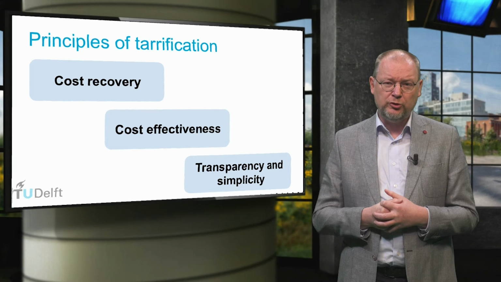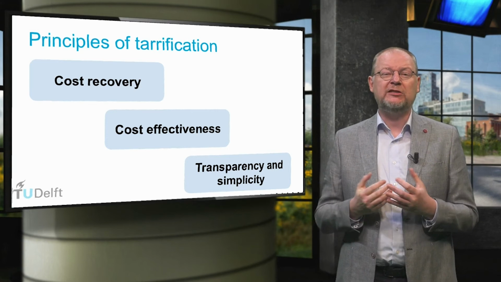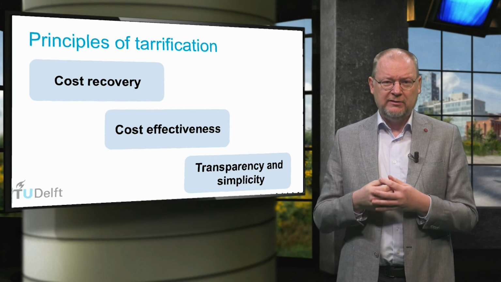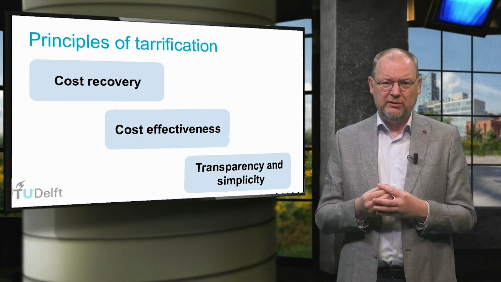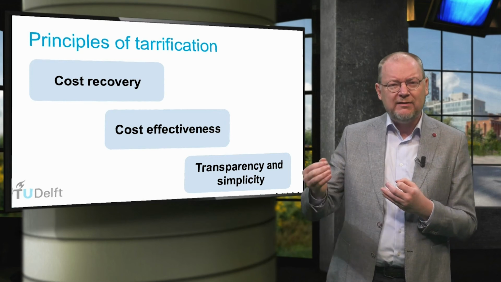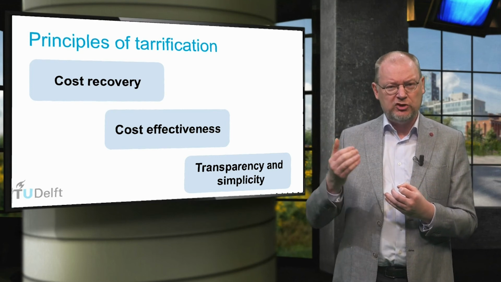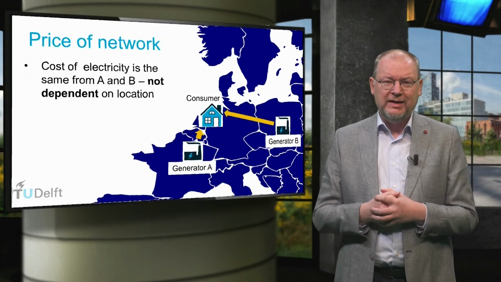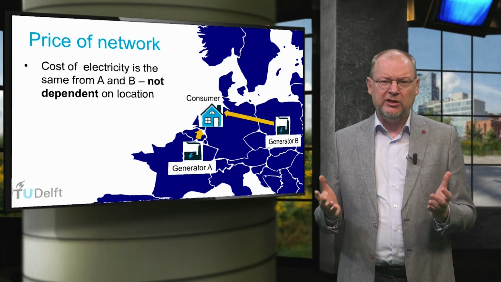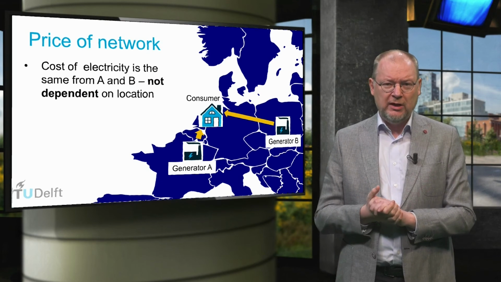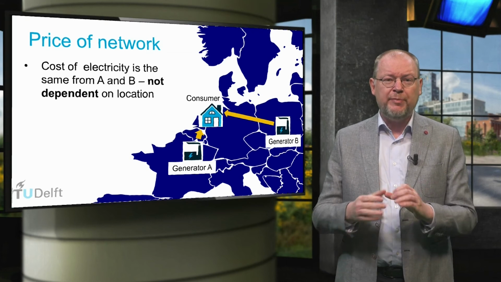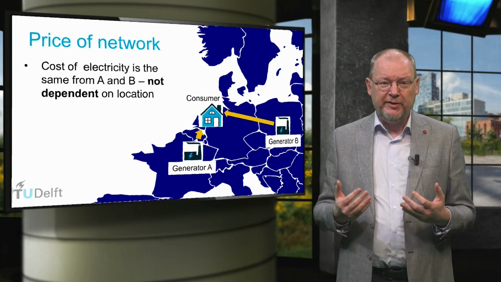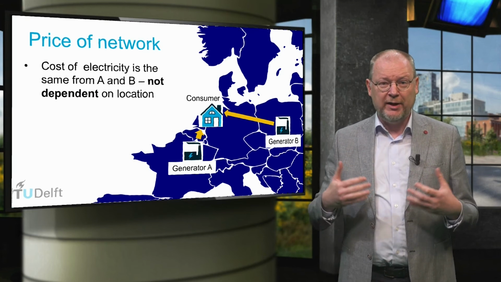One final important principle is that of transparency and simplicity. This should make sure that the tariffs are clear for everybody and that consumers know well in advance which tariffs they will be charged for their network use. In Europe, network access is non-discriminatory. As a consumer, I pay a network tariff depending on the characteristics of my connection. I do not pay depending on my status, my salary or my religion.